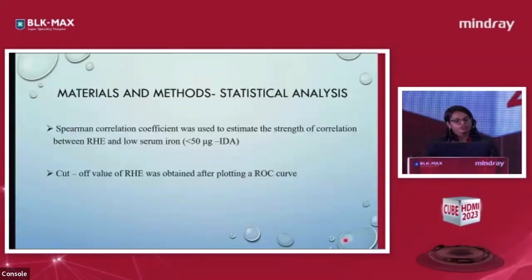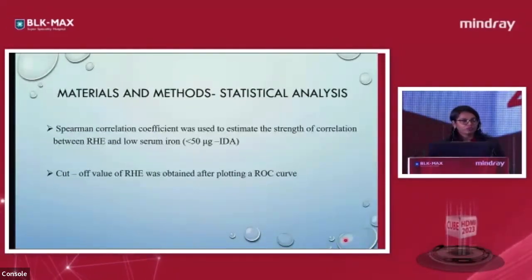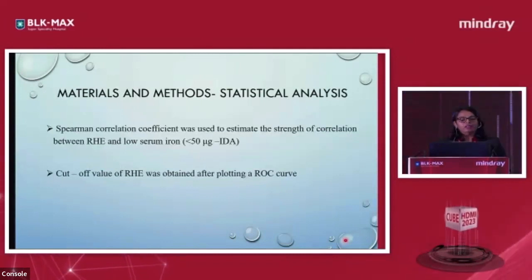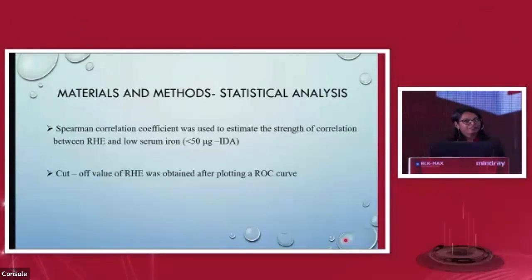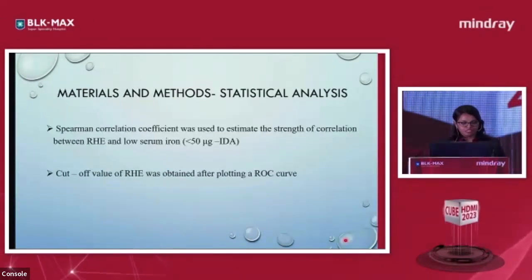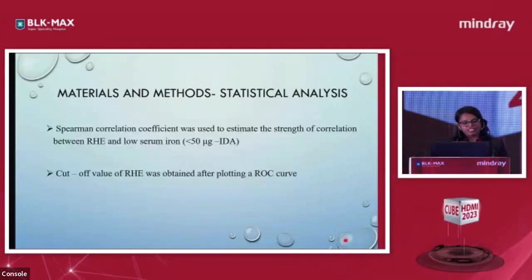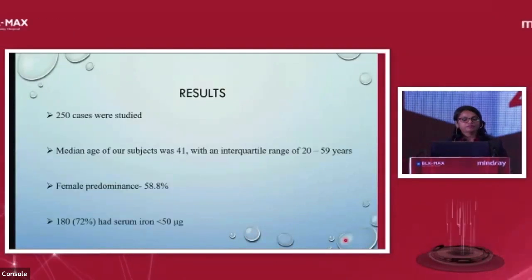Spearman correlation coefficient was used to estimate the strength of correlation between RHE and low serum iron, and we proposed a cutoff of less than 50 micrograms for iron deficiency anemia. And the cutoff value for RHE was obtained after plotting an ROC curve.